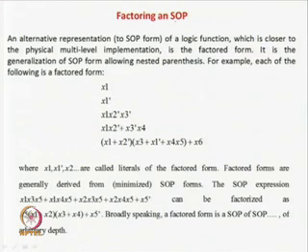Okay. So, an alternate representation of the SOP form of a logic function which is closer to physical multi-level implementation is a factored form. So, if it is a POS or a SOP form, it is 2 level. If you are going for factorized form, it is more levels, a multi-level implementation. Okay. It is the generalization of SOP form which is allowing nested parentheses.